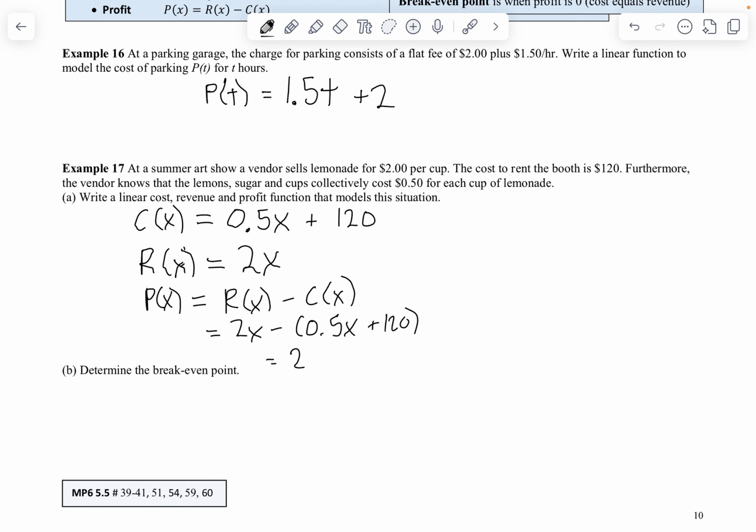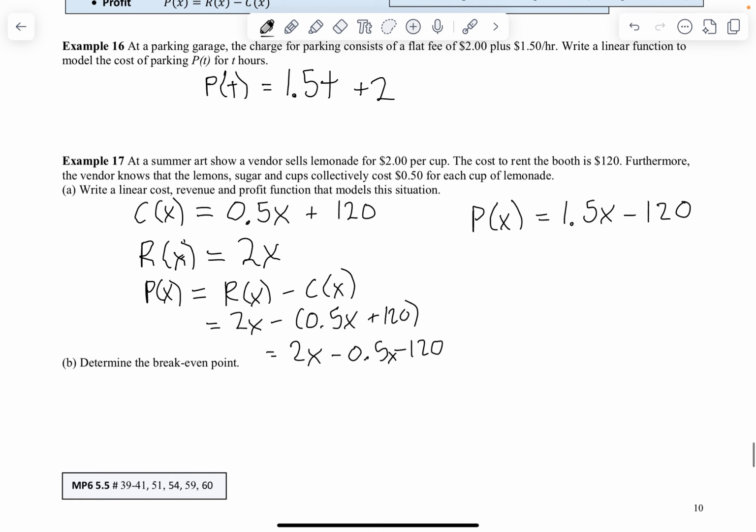Okay. This is equal to 2x. If I write this without the parentheses, it's 2x minus 0.5x minus 120. Okay. And I'm going to write my final profit function up here. Combine like terms, 2x minus 0.5x. That is 1.5x. Okay. Minus 120.